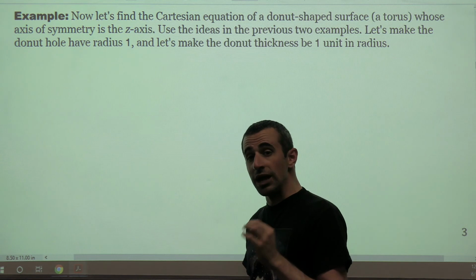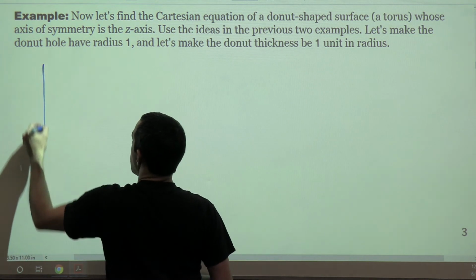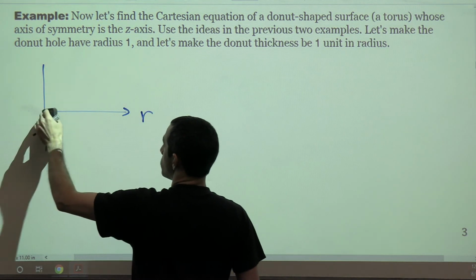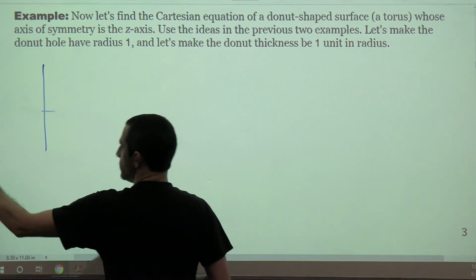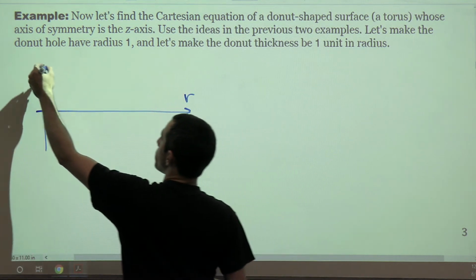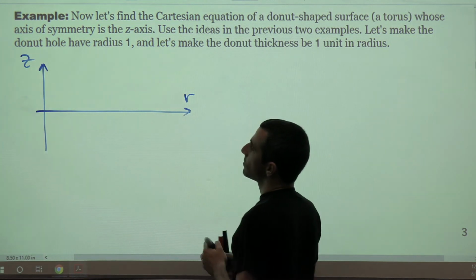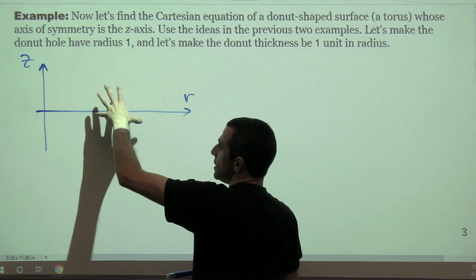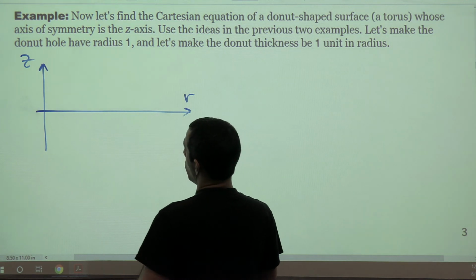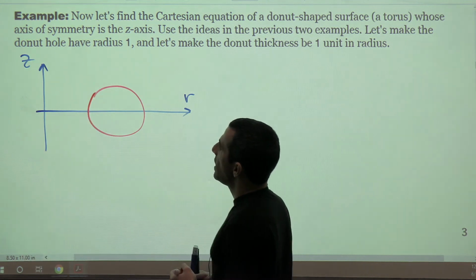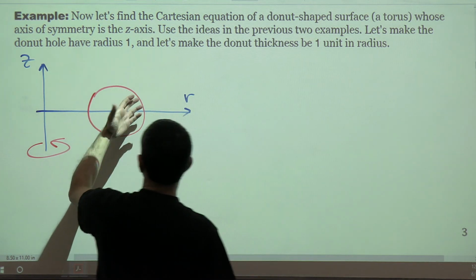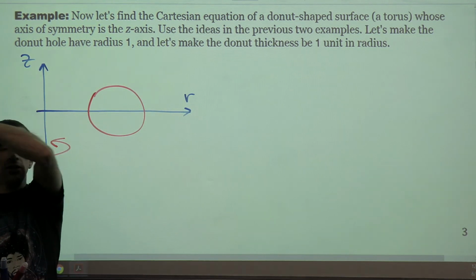So the idea is to generate a donut, you draw a picture in the rz plane. Maybe I should make my r axis longer. I need plenty of room for the donut and the donut hole. So I'm going to make my r axis longer than usual. This is my z axis. So how do you draw something here so that when you spin it around the z-axis, you end up with a donut? The curve that you should start with is a circle. If I take a circle and I spin it around this z-axis here, taking this circle and spinning it around will generate your donut.